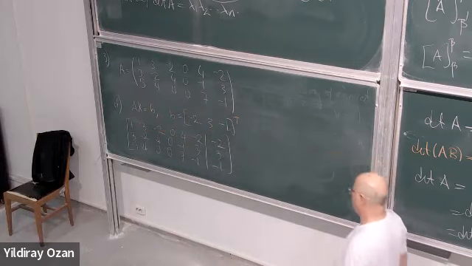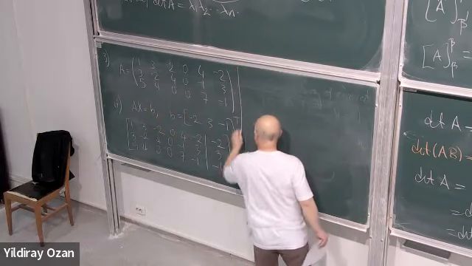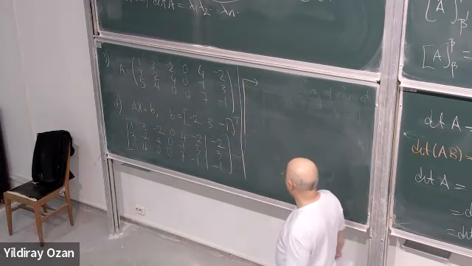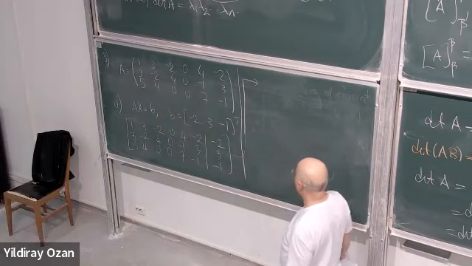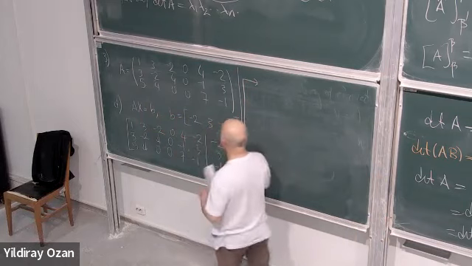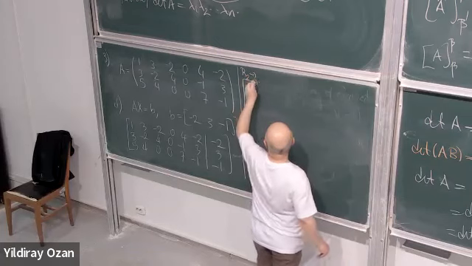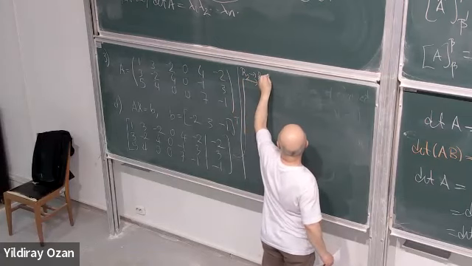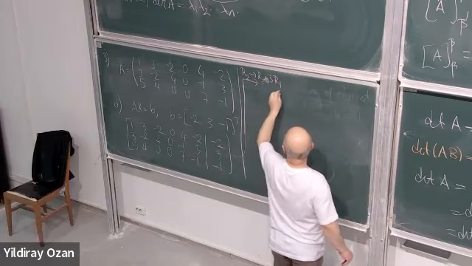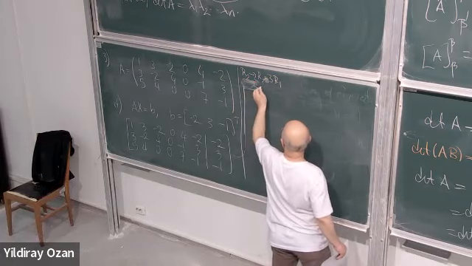Okay, now to solve this, what can we do? Well, first, I can just multiply the first row by minus 3 and add to the second row. So second row is replaced by second row plus 3 times, no, minus 3 times the first row. So what is the result? What is the result?